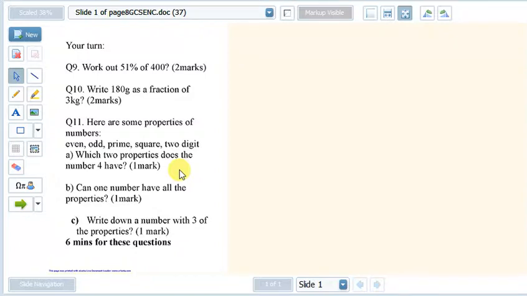Okay, so these questions that I've taken are really good examples of exam questions. They're not too hard, and they are actually from past exams and future exams as well.